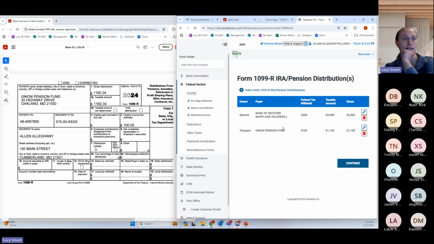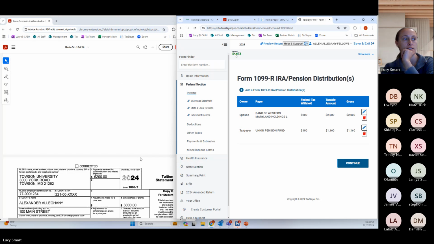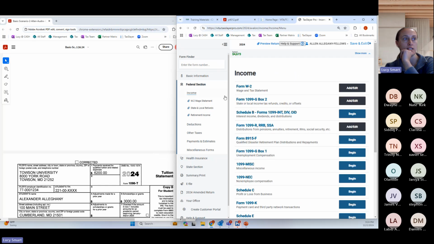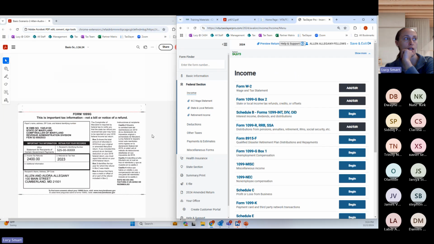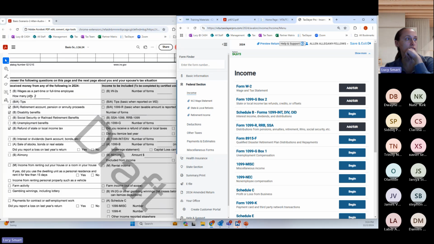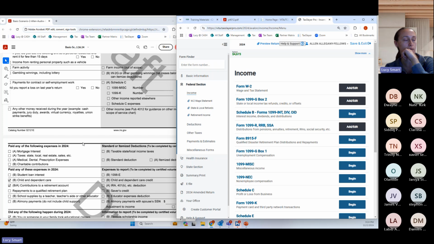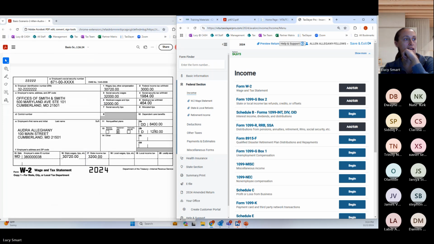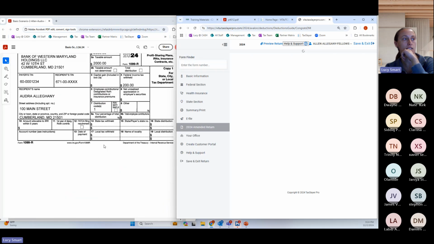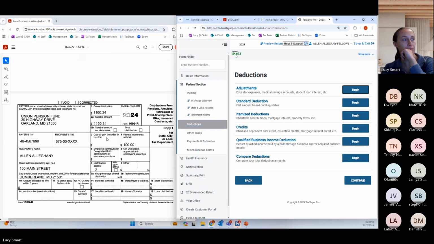Now we've got 2 1099 Rs. Okay, I think that's it for our income. So we're done with the income menu. Let me double check our form. Let's see, we did put in 2 W-2s. We put in 2 retirement distributions. One was disability. We did put in a refund. And we don't have any other income because we already went through and checked. So we're good. Now we can go to deductions and start entering our adjustments or credits.